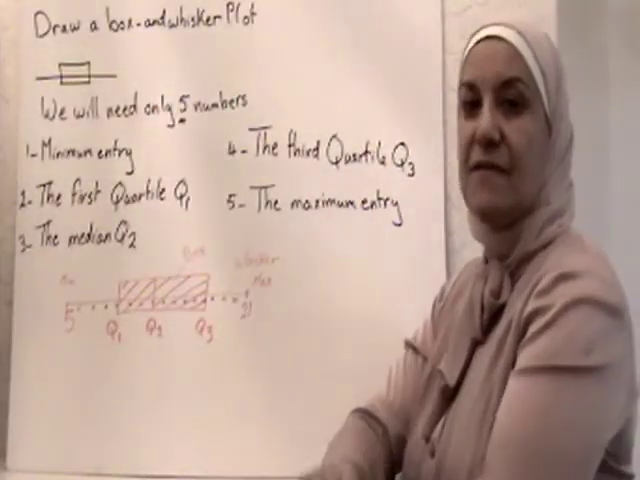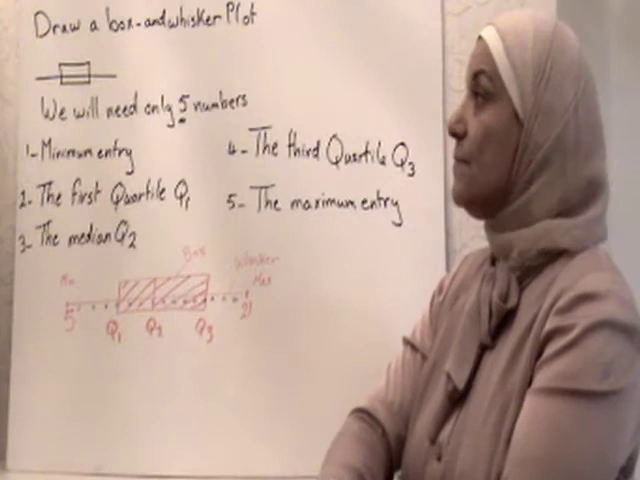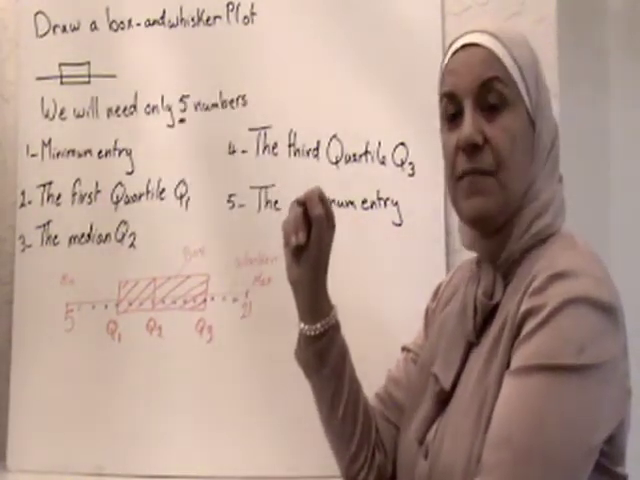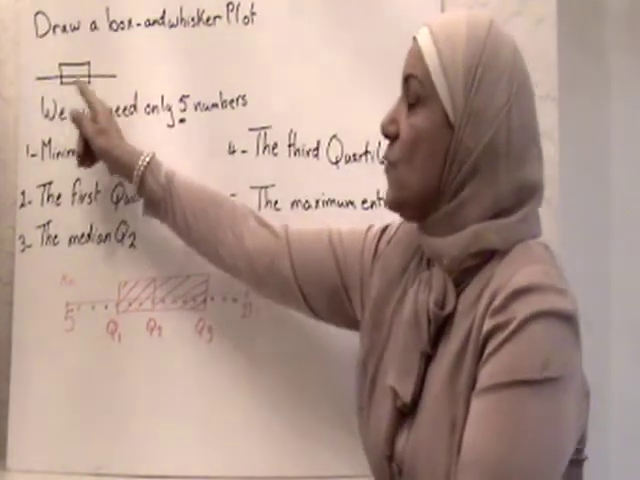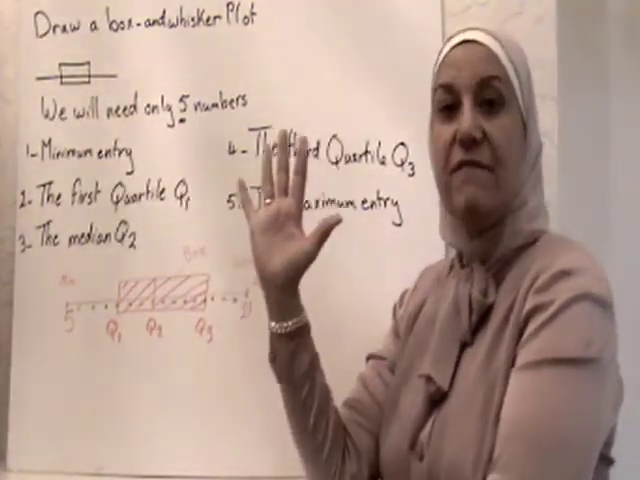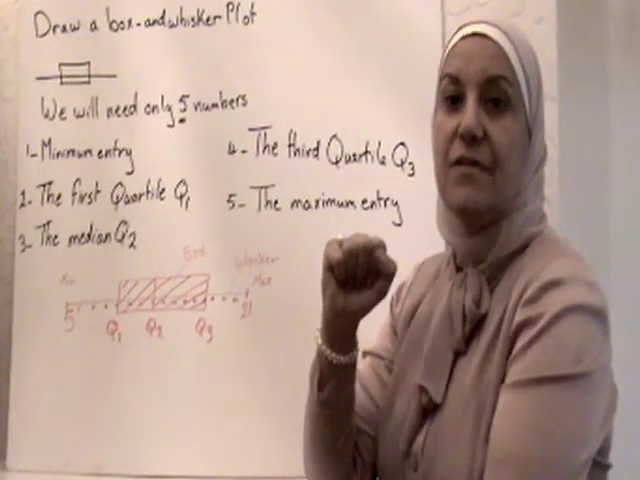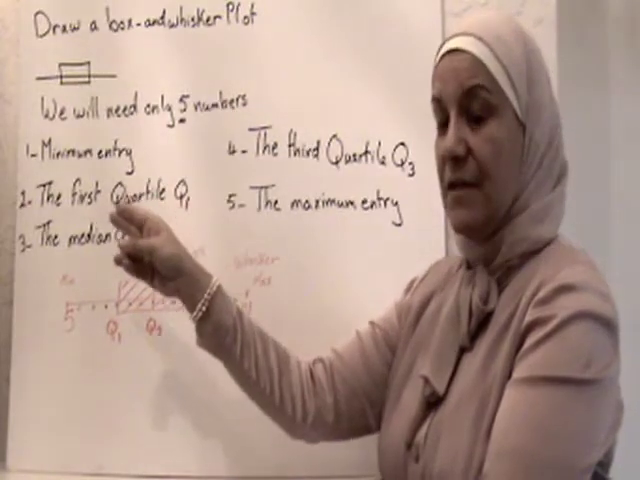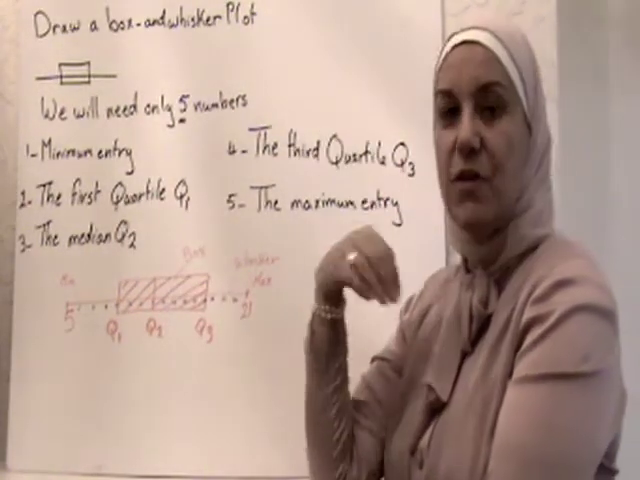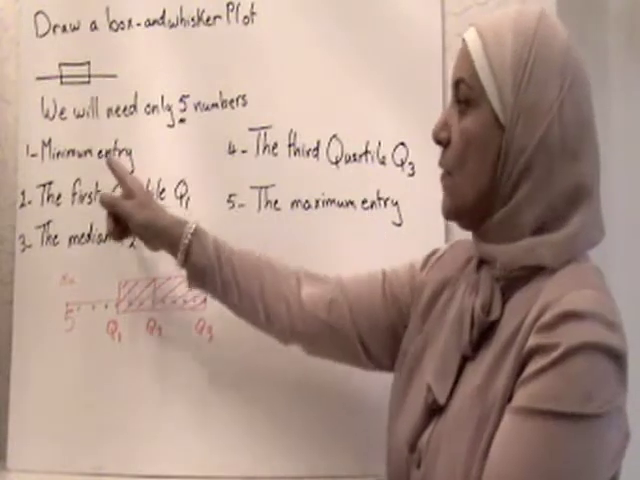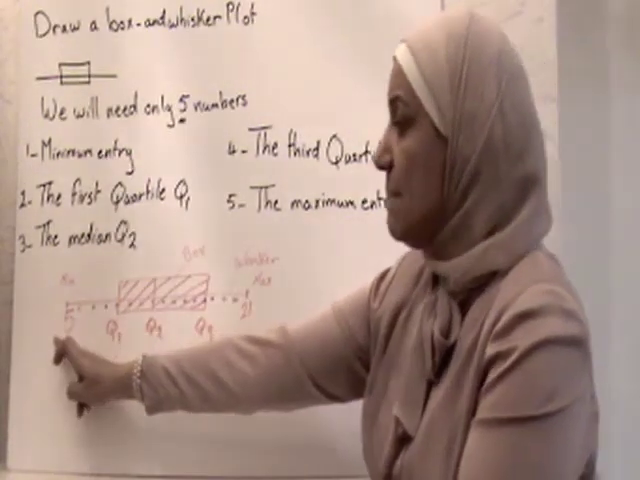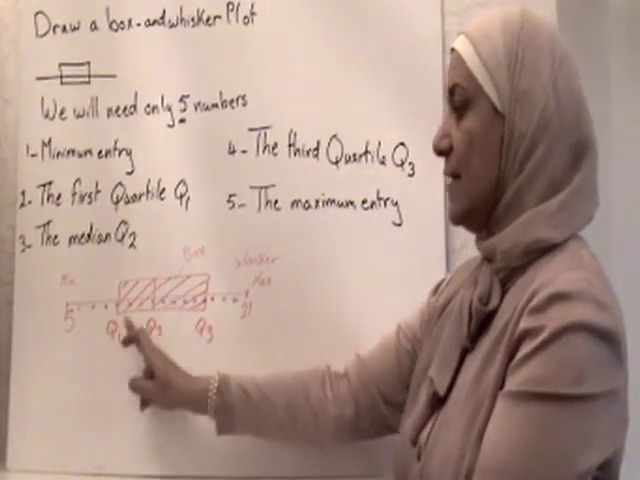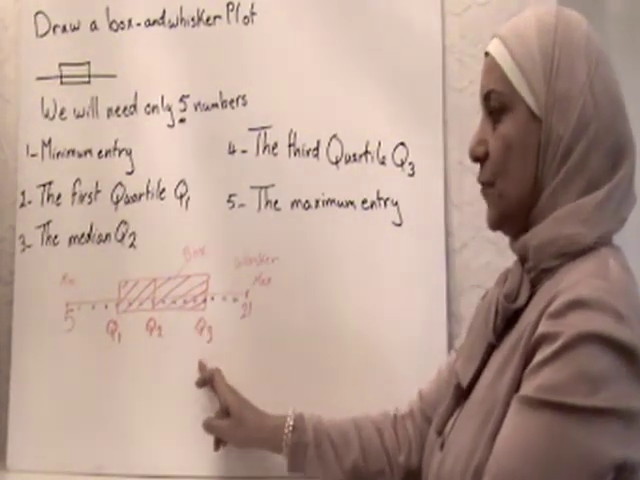How do I represent this graphically? I represent it by something called the box and whisker plot. What's a box and whisker plot? It's a box that has 2 lines after that. I only need 5 of my entries to represent my box and whisker. What are those 5? Minimum entry, maximum entry, and the 3 quartiles we talked about. So that's what I have here: the minimum, the maximum, the first quartile, the second quartile, and the third quartile.